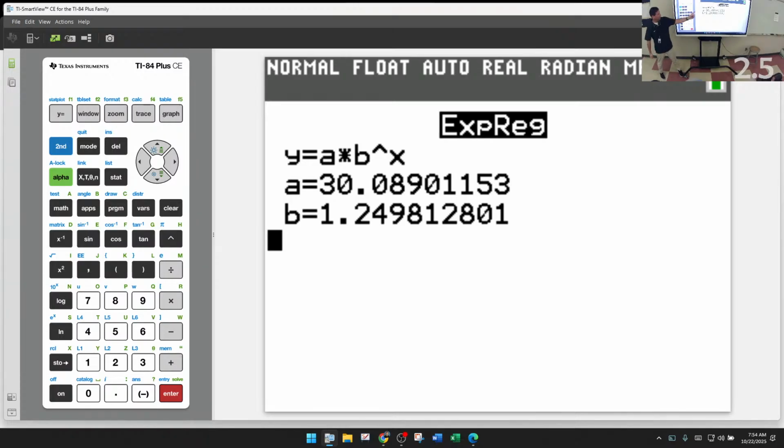And looky there, I get y equals a times b to the x. And they're telling me that a is 30.089011153. You're going to write down as many decimals as you want, but you better write down at least 3. And then you've got 1.2498, and I don't care, you better write down at least 3. And if you're going to round that, I start getting worried, because that 8 bumps the 9 up to a 0.